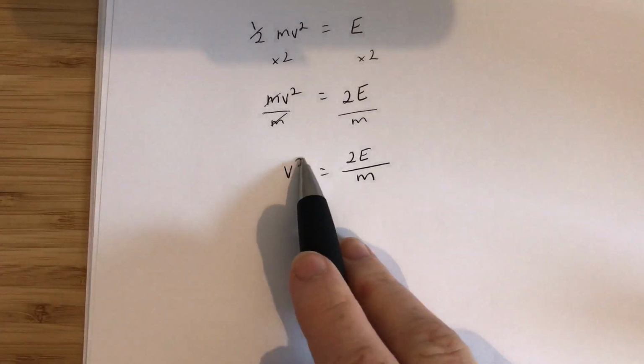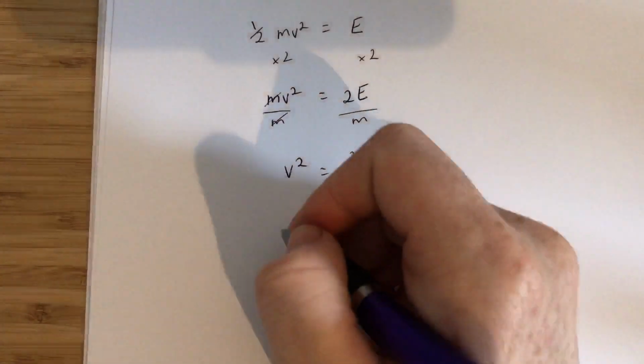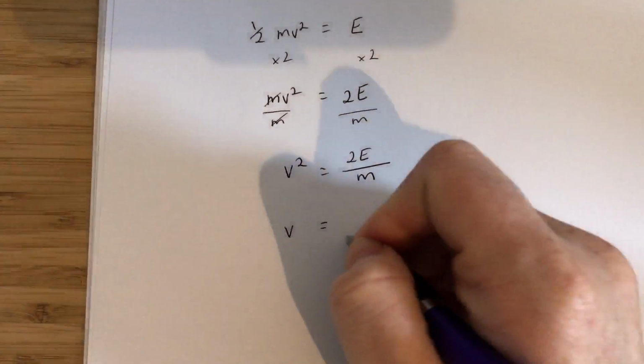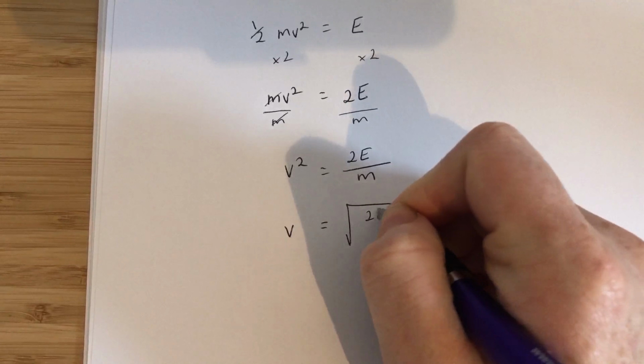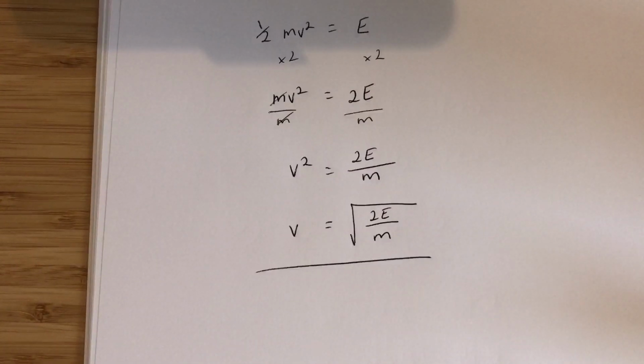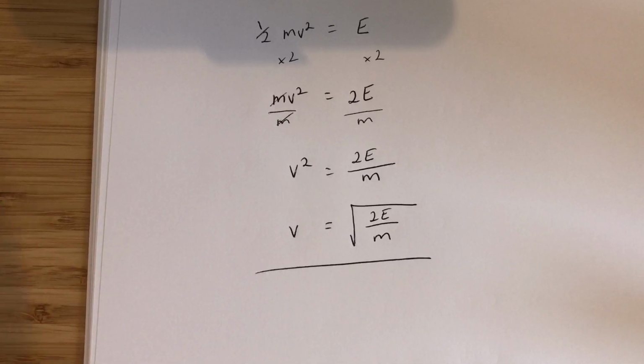Last thing we want to do to get rid of this squared, we're going to have to square root each side. So square root that, it just goes to v equals the square root of 2e over m. And we've changed the subject to v. So changing the subject, it's just a lot of practice, just understanding which things you can do in order. So we're just going to do a few more.